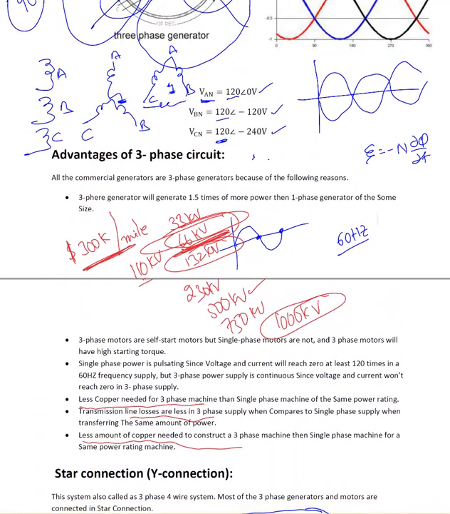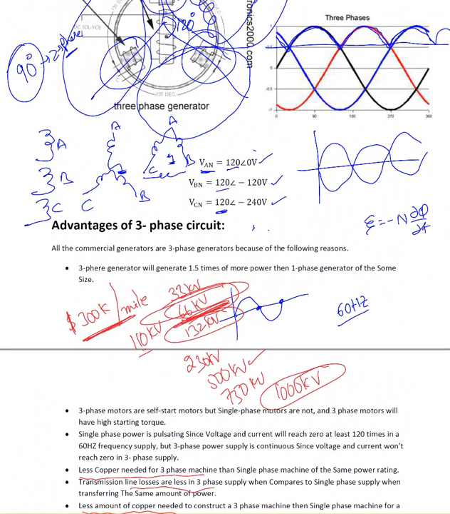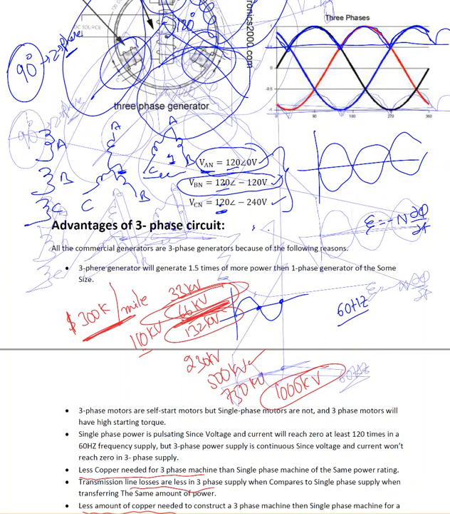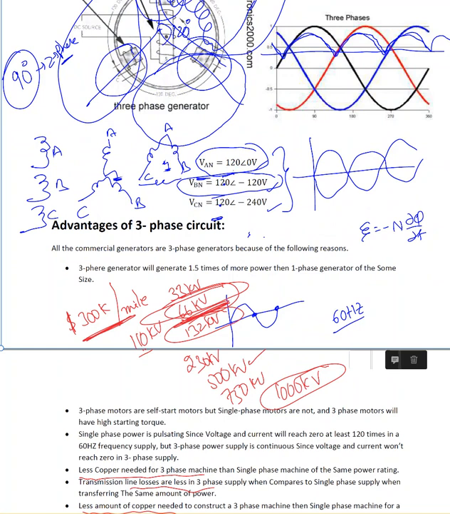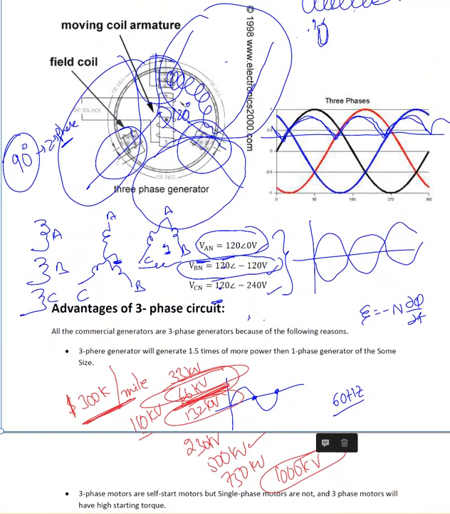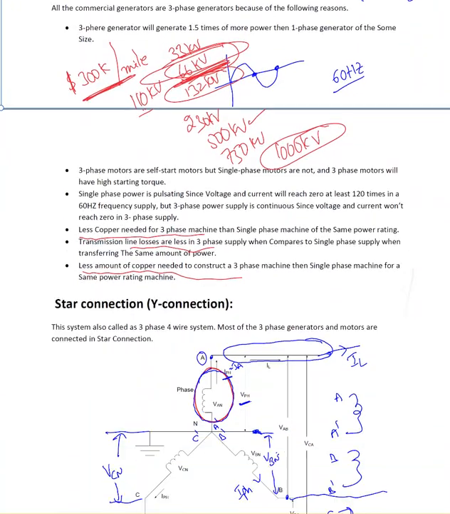Now in the previous video I showed you this. Say for example VAN equal to 120 at an angle of 0, then definitely VBN equal to 120 at an angle of minus 120, and VCN equal to 120 at an angle of minus 240. Here we're talking about a symmetrical system. Symmetrical means each phase is going to have the same value. So basically the number of windings on each coil, on each phase, is going to be the same, and the armature is rotating at the same constant speed for each winding.